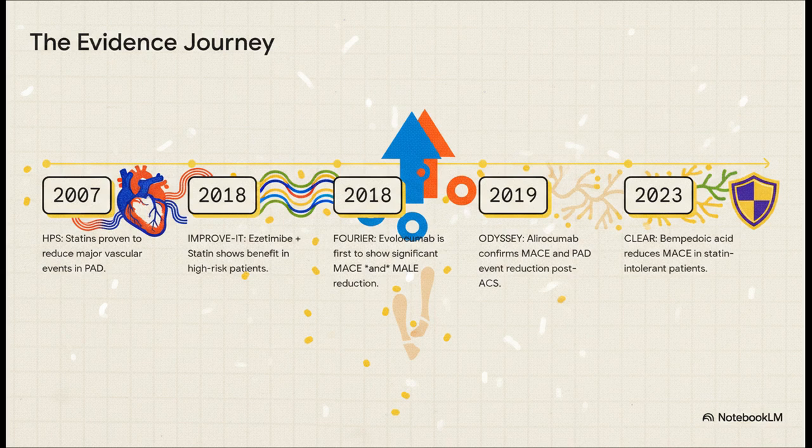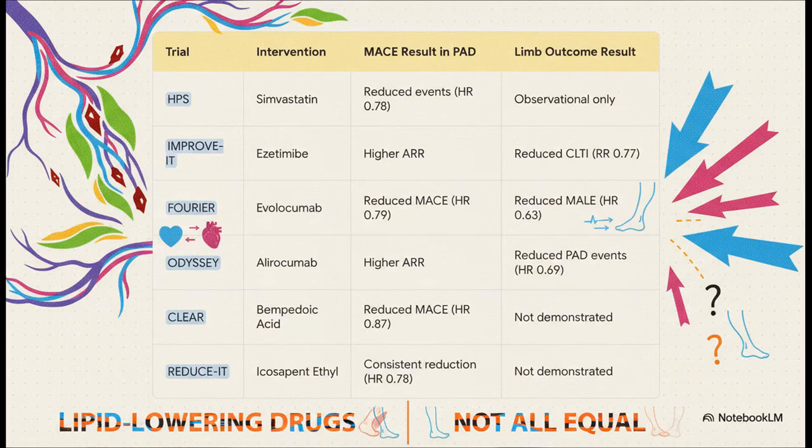It all kicked off back in 2007 with the Heart Protection Study, which gave us solid proof that statins work for PAD patients. Great start. Then, things started getting really interesting with add-on therapies. But the real game changer, the moment everything shifted, was right here in 2018, the FOURIER trial. This was a huge deal. Why? Because for the very first time, we had a therapy, a PCSK9 inhibitor called evolocumab, that was proven to cut not just MACE, but those critical limb events, MALE too. That changed everything.